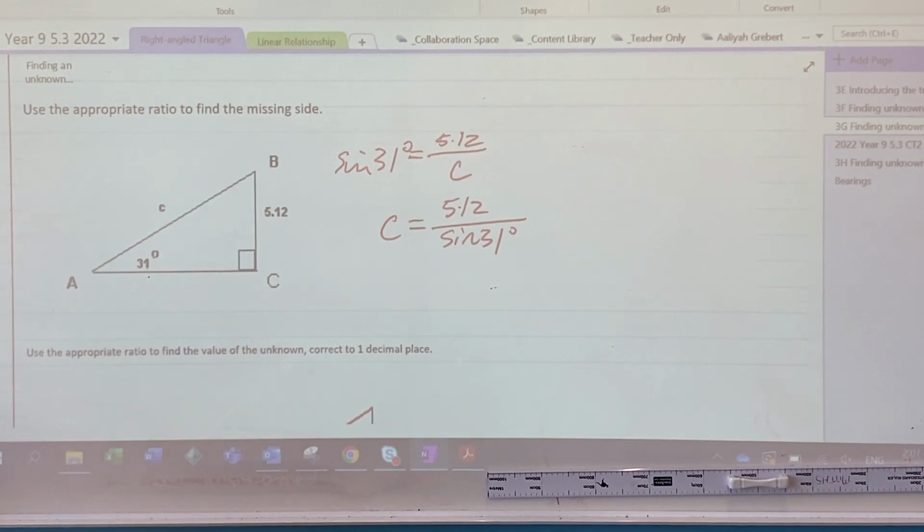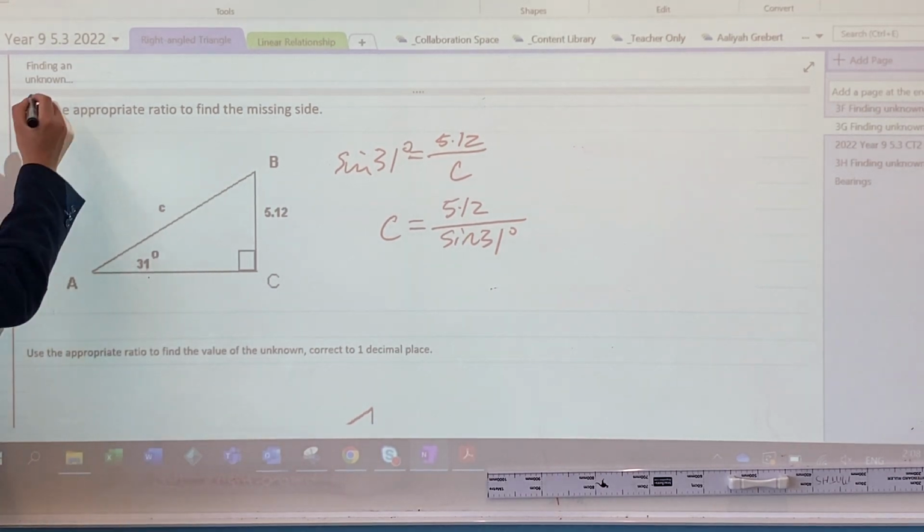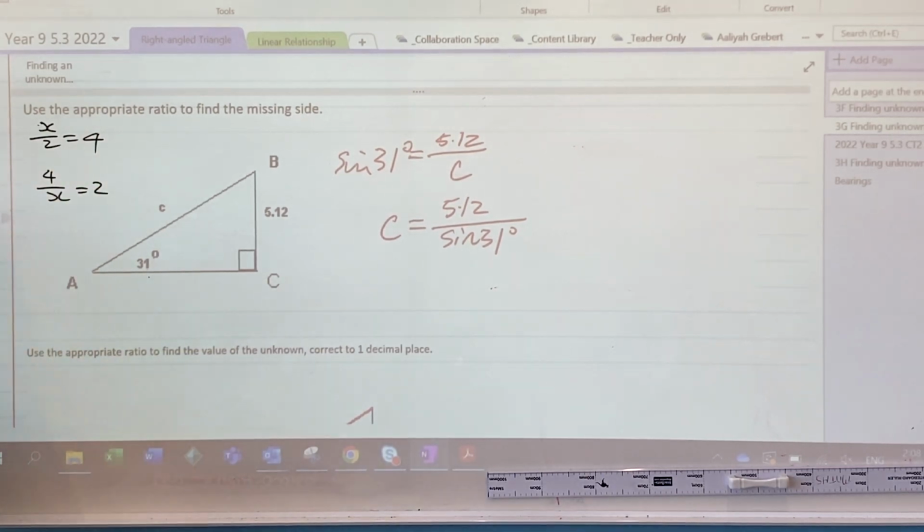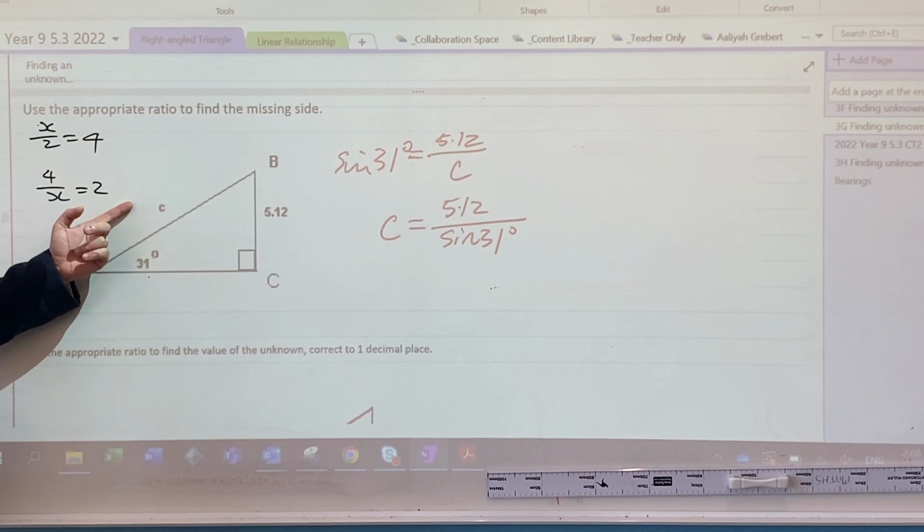I've used two methods to explain just now. Understand what's going on. Something divided by 2 is 4. What's something? 8. How did I get 8? You times 2, 4 times 2. And 4 divided by what is 2? Obviously 2. How did I get the 2? 4 divided by 2.